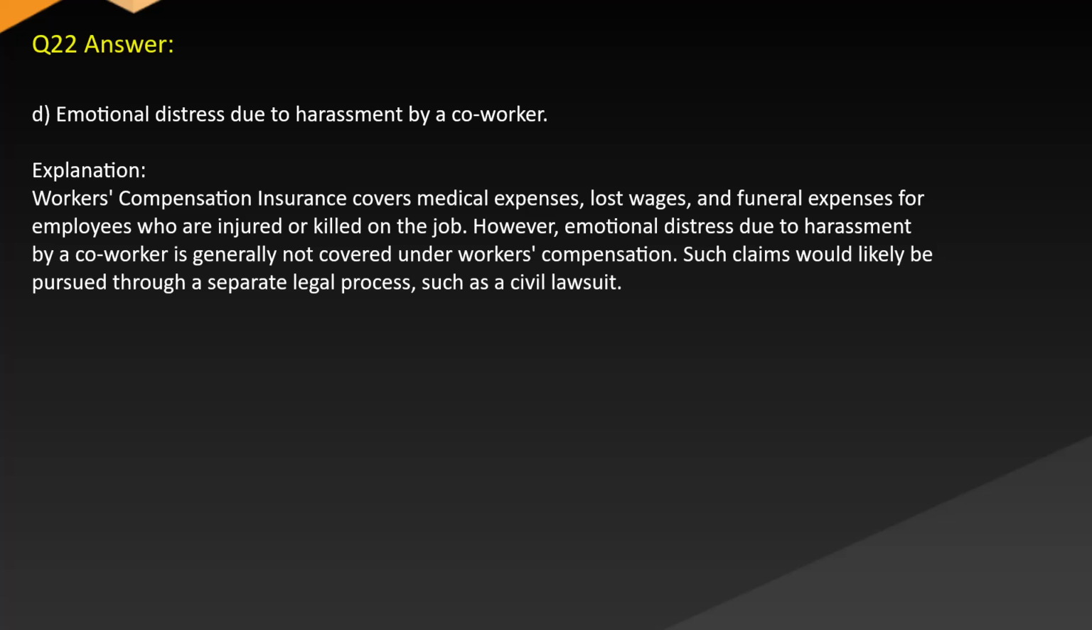Explanation. Workers' compensation insurance covers medical expenses, lost wages, and funeral expenses for employees who are injured or killed on the job. However, emotional distress due to harassment by a coworker is generally not covered under workers' compensation. Such claims would likely be pursued through a separate legal process, such as a civil lawsuit.